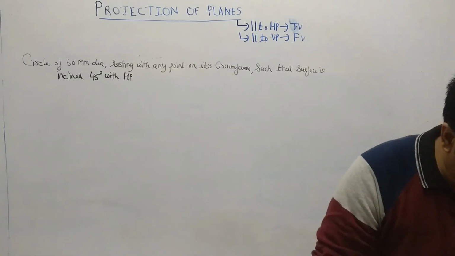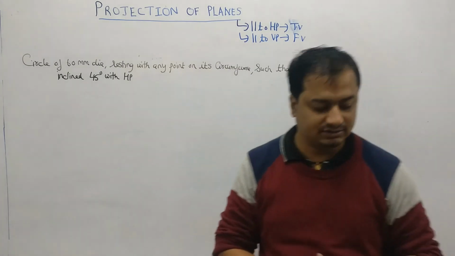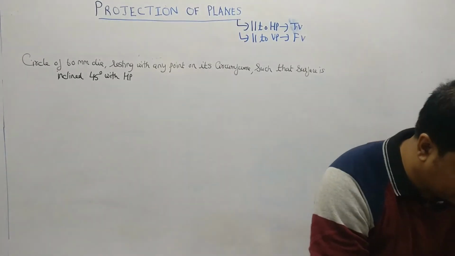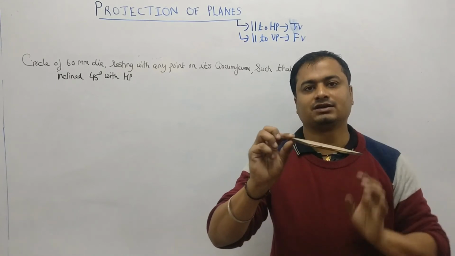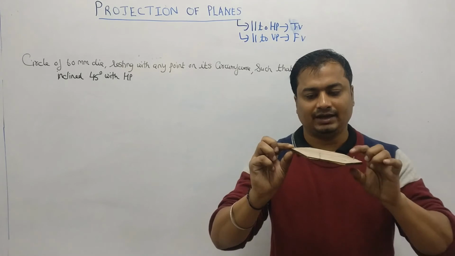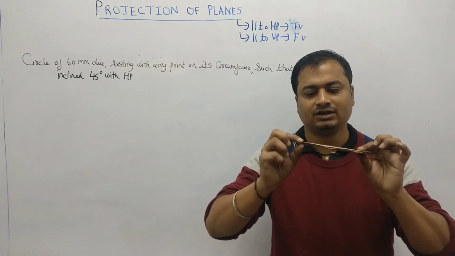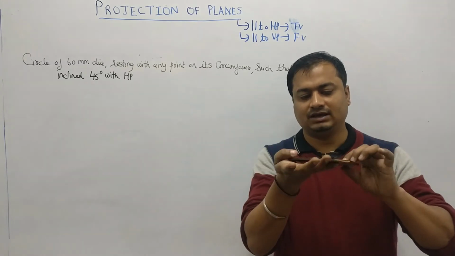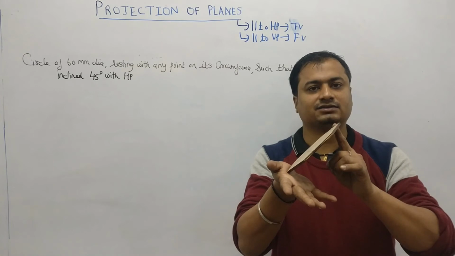We have to draw the projection of a circle such that the surface is inclined and resting with any one point of its circumference. Okay, just imagine, suppose this is a circle, and this is any one point on its circumference on which this circle is resting on the HP, if my hand is the HP, and the whole surface of the circle is inclined like this.